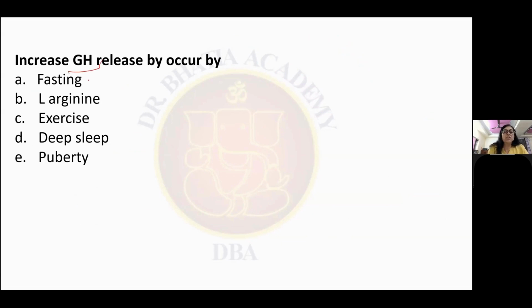Increased GH is caused by fasting, L-arginine, exercise, deep sleep, and puberty.